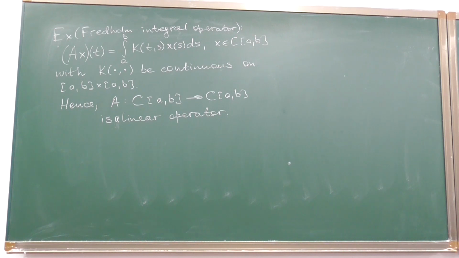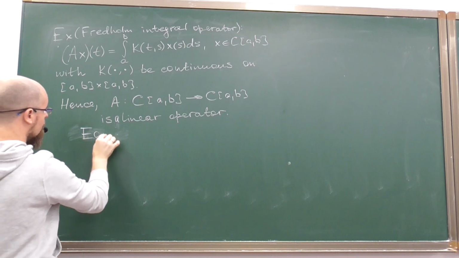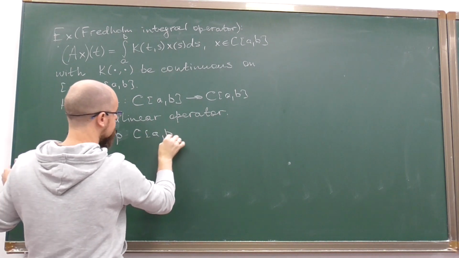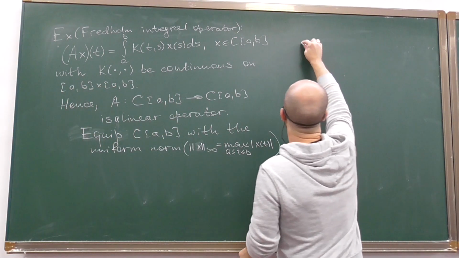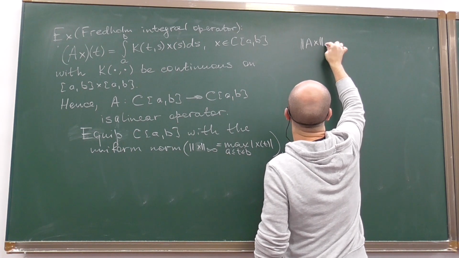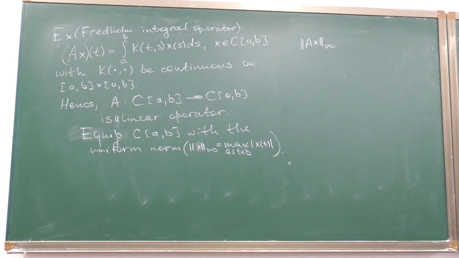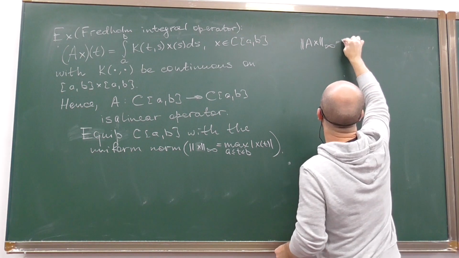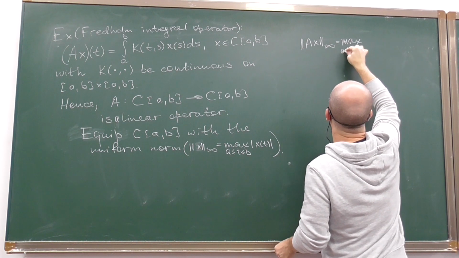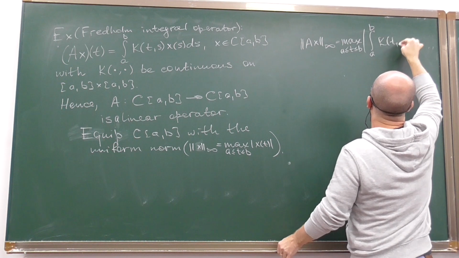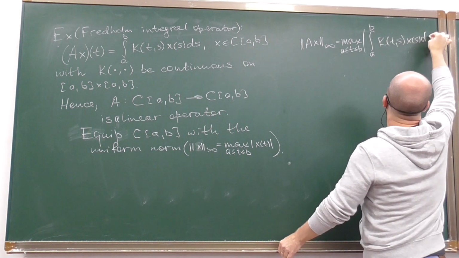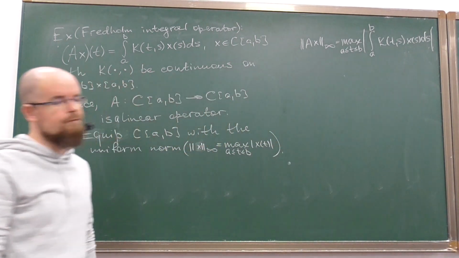Let us first show that the operator A is bounded. I forgot to say from the very beginning that we consider this space C[a,b] equipped with the uniform norm. The uniform norm of Ax equals the maximum over all t, so we just use the definition of the norm.